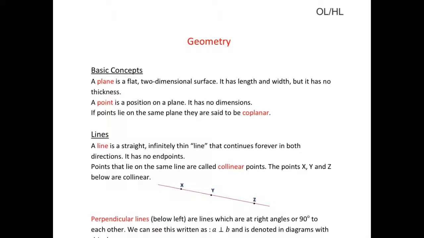Okay, so in this video I'm going to start looking at the chapter on geometry for the Leaving Certificate course, and we're just going to start by looking at some basic concepts and definitions. So the first is that a plane is a flat two-dimensional surface. It has length and width but has no thickness.